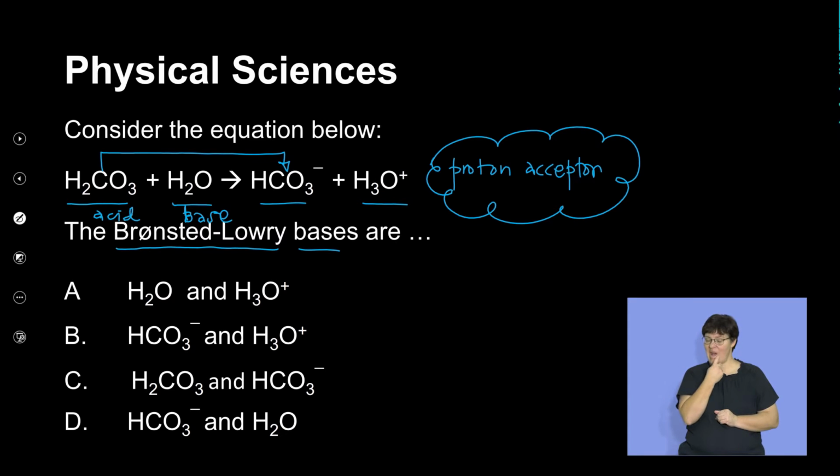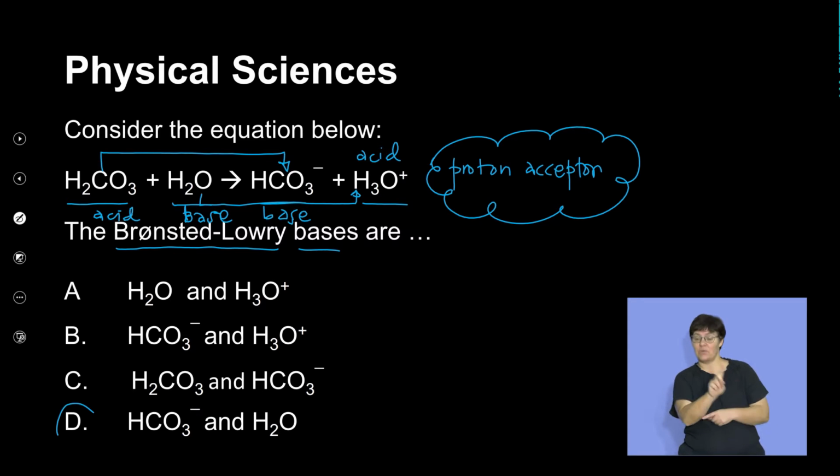So when water accepts, it gives us the hydronium ion. So if water is a base, it means that the hydronium ion becomes an acid. It means then in the reverse reaction, the hydrogen carbonate ion is a base. Now the question demanded that we identify a pair of bases in this reaction. So what do we have? We've got water as well as the hydrogen carbonate ion. So based on that, we can say D is the correct answer. But how did we arrive at that? We first try to understand, in terms of the theory, which substances are proton donors and which ones are proton acceptors.